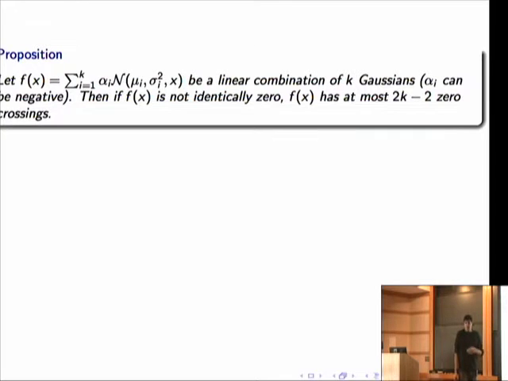Suppose we take a linear combination of k Gaussians. So by linear combination, I mean these can be positive or negative coefficients. So in the case that we're most interested in right now, it's a linear combination of 4 Gaussians, because we're adding 2 Gaussians and subtracting 2 more. Well, so k is 4, and we want to show that f of x, if it's not identically 0, then it crosses 0 at most 2k minus 2 times, or 6 times in our case.